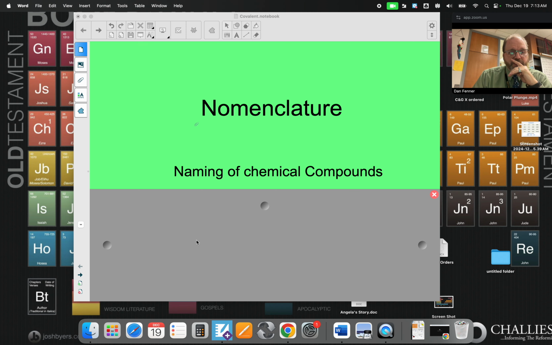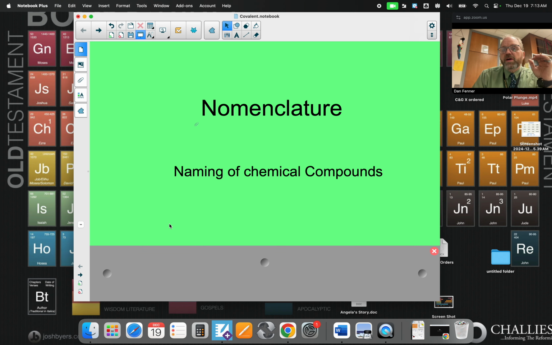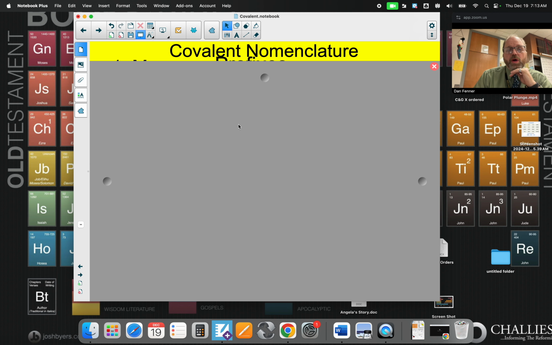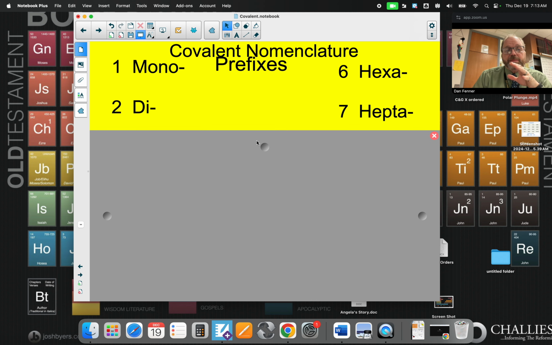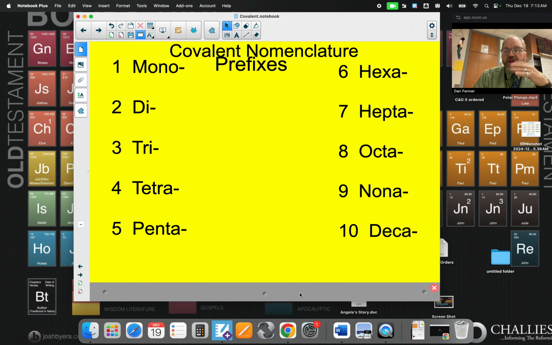All right, now, in terms of naming the compounds, there are different processes. We're going to start with the easiest one today, and that is covalent nomenclature. Covalent nomenclature requires us to have prefixes. These prefixes are based off the number of atoms. So I'm going to go over them. They do go beyond 10, but 10 is most common.